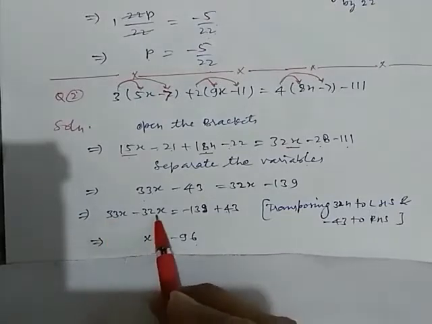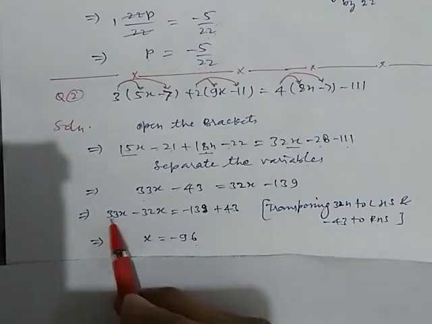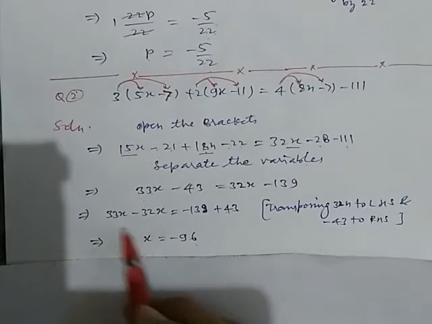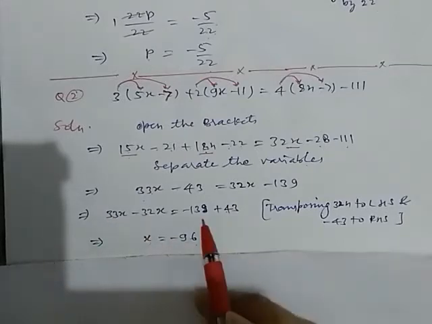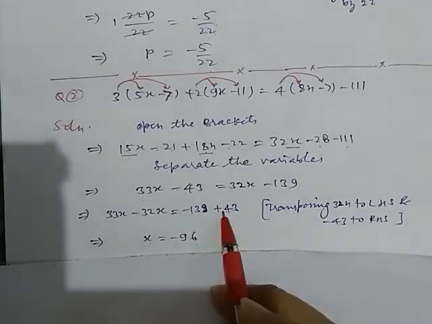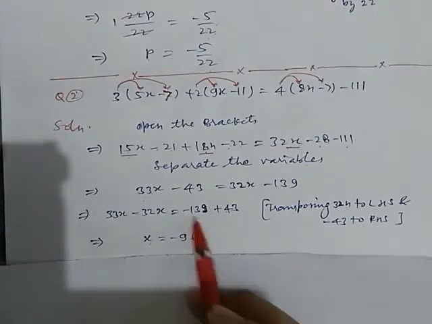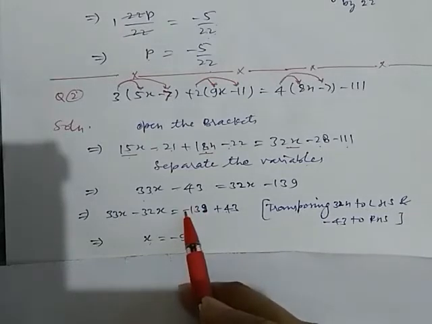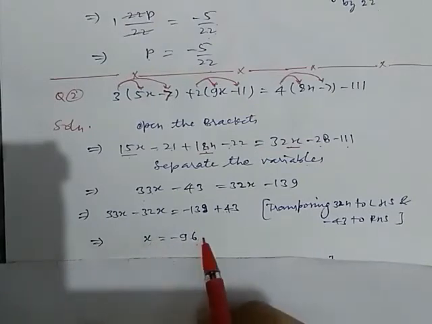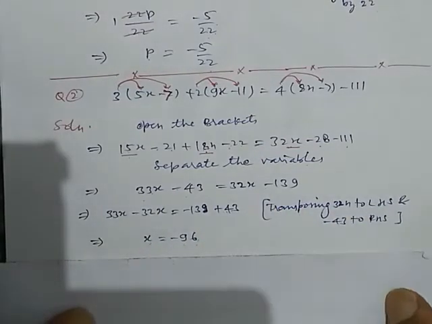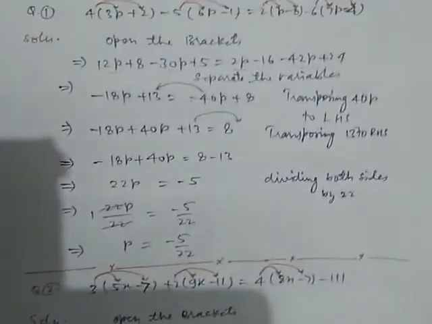Now both of these terms have different signs, so they are subtracted, so we get x. 33 minus 32, we get x. Here both have different signs, so we subtract. After subtracting we get minus 96 because the bigger number has a negative sign. This is our solution. Now we take one more type of equations.